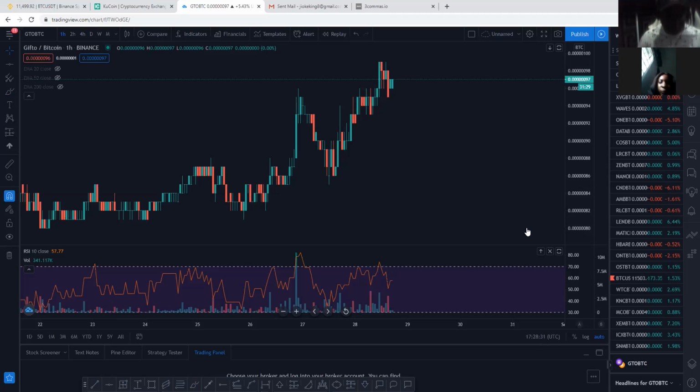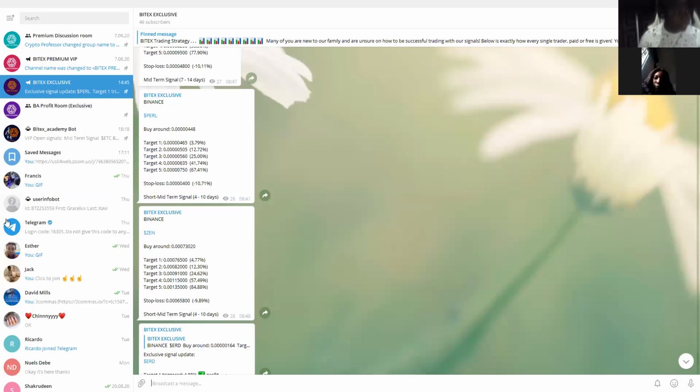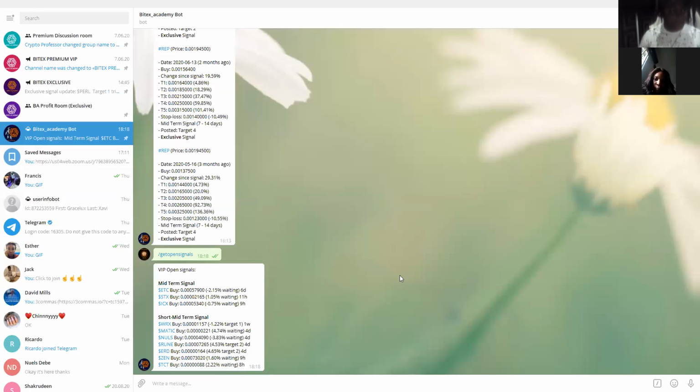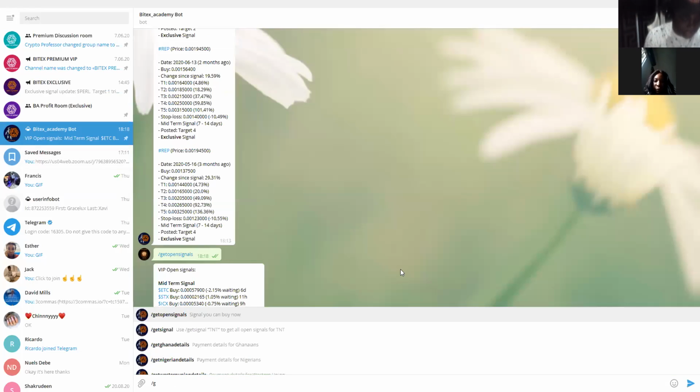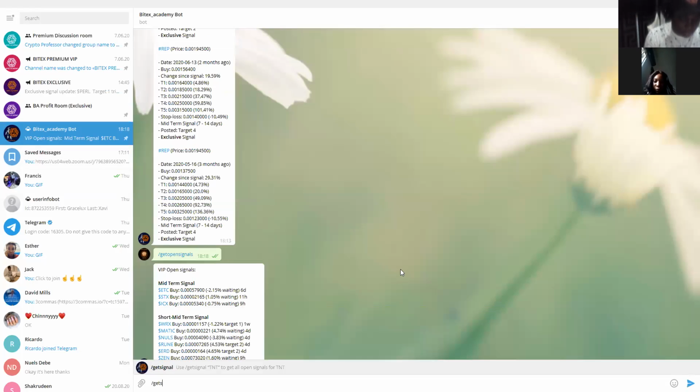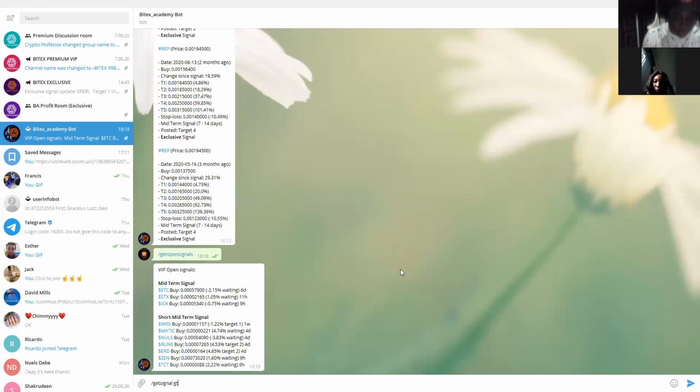Okay, let's go back to our VIP group. So let's use bots and start GTO. GTO has already passed above 5%. That's why we are not seeing it in our open signals. Are you getting my point? Remember that open signals only show you coins that are at 5% or below. From above 5%, you are not going to see it. It's trying to save you. Do you understand? So now, get signal GTO.